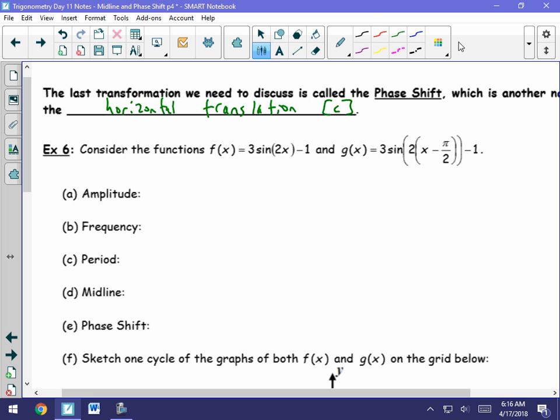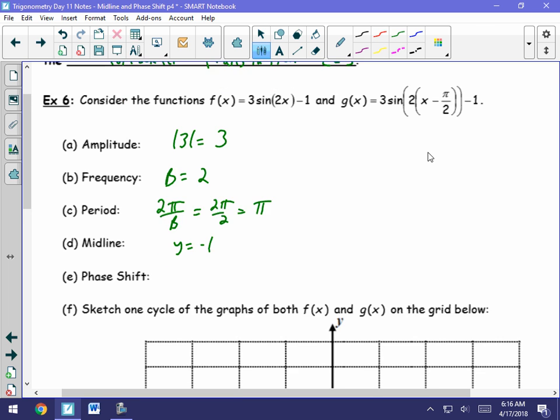Like they both have an amplitude of 3 out in front. Inside the parentheses, although it looks a little bit different, right? They both have a frequency of 2. That's the value in front of the x. Right? If the frequency is 2, then that means the period is going to be 2 pi divided by 2, right? Which is just pi. They both have a midline at y equals -1.